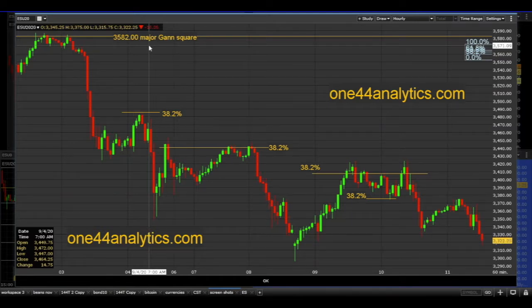Today we're going to take the S&P 500 futures from the recent high. Previously in our blog we mentioned on 8:30 our target on the upside. The next target was 35.82. This is the next major Gann square. These Gann squares were about 110 handles apart.